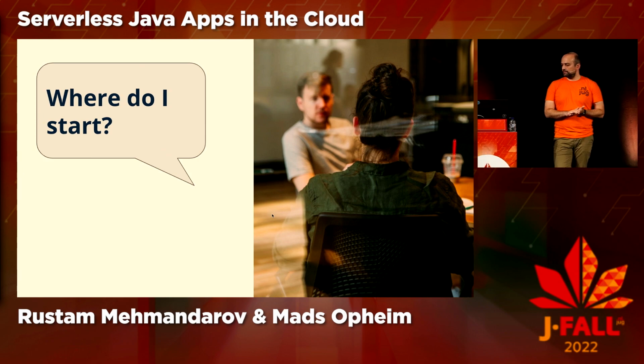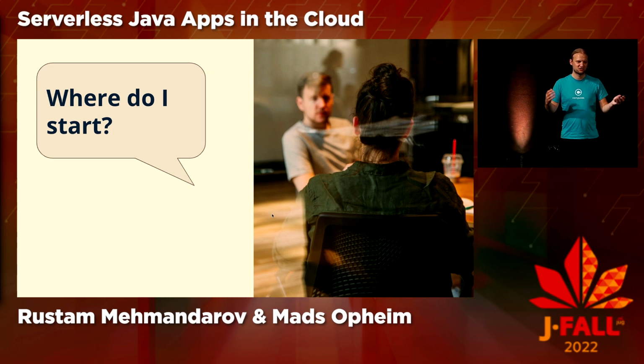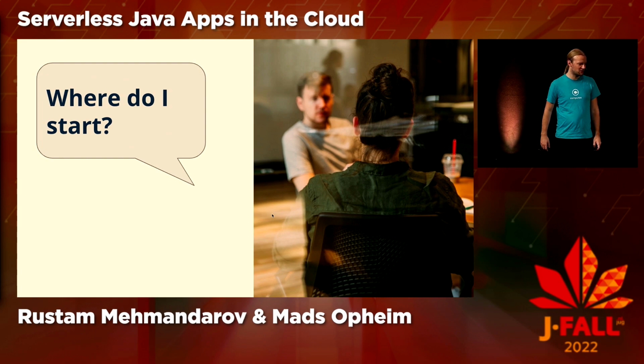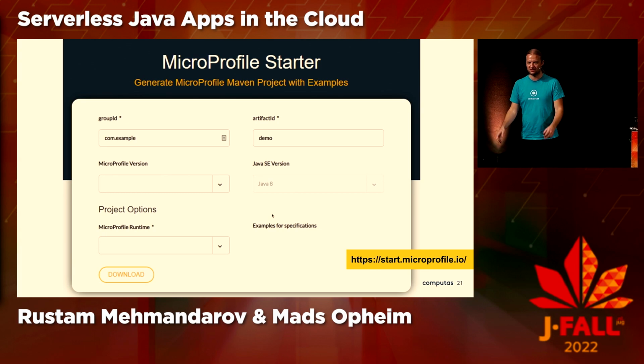So now we have presented to you that there are lots of specifications, there are lots of implementations. What do I do? Where do I start? And there are several possible answers to that as well. First answer, which should be the right answer, is you head to the MicroProfile Starter. If some of you have been using Spring Initializr or Quarkus Initializr or anything like that, this is the MicroProfile umbrella version of that.